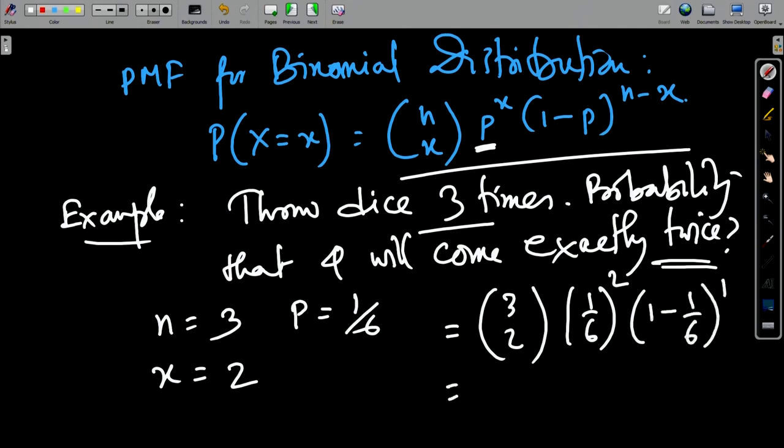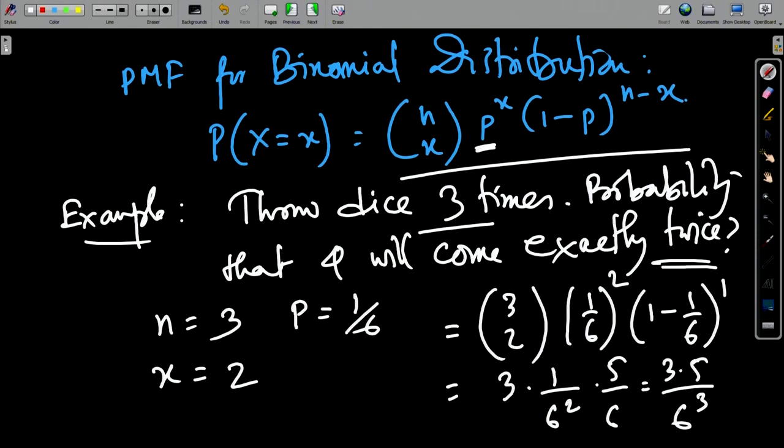So, that means here 3C2 is 3 into (1/6)² into 5/6. Okay. So, that means 3 into (5/6)³. So, that is your answer. So, that is how you use your binomial distribution to get the probabilities.